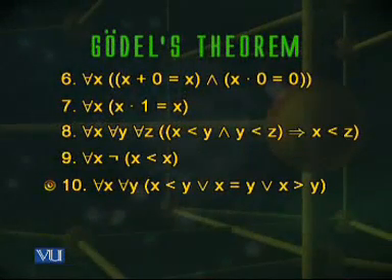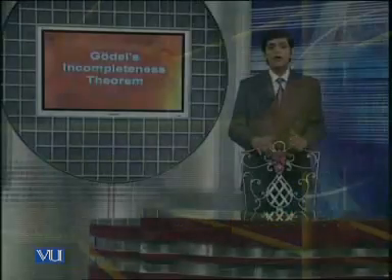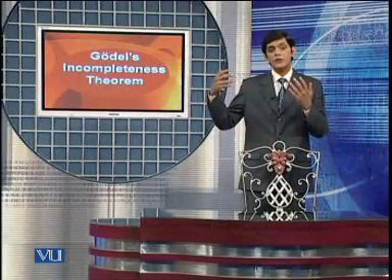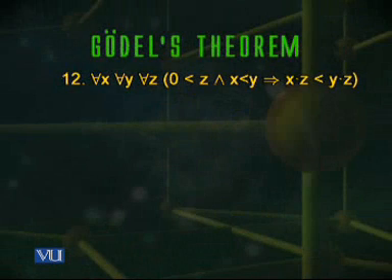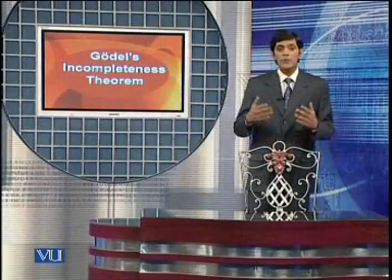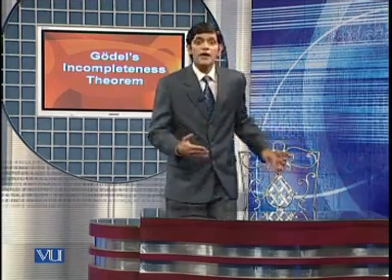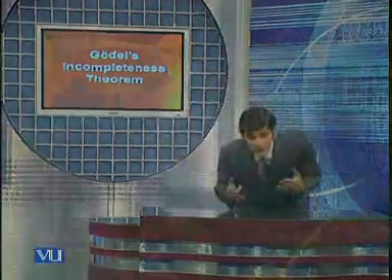The next axiom says that if x is less than y, then x plus z is less than y plus z. So if you have an inequality and you add the same number to both sides, you preserve that inequality. The next axiom says that if z is greater than 0 and x is less than y, then x times z is less than y times z. So if you multiply an inequality by a positive integer, that inequality is preserved again. These are Peano axioms. Let's look at the next axiom.